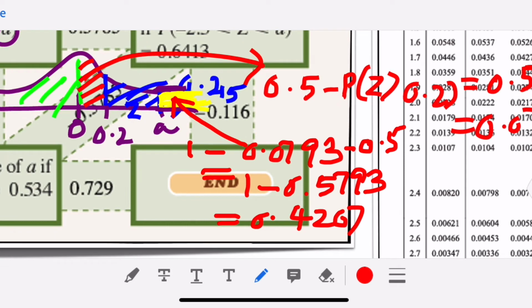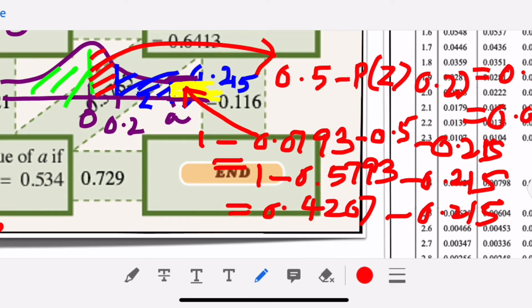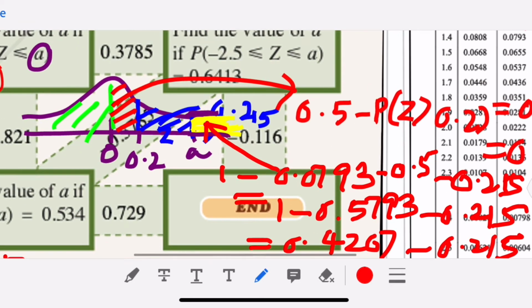So the yellow one we have to minus out 0.215. We have to minus out the blue one because we want to get the yellow region, right? So let's minus out 0.215. So the area for the yellow region is 0.2057. 0.2057 is the area shaded in yellow.